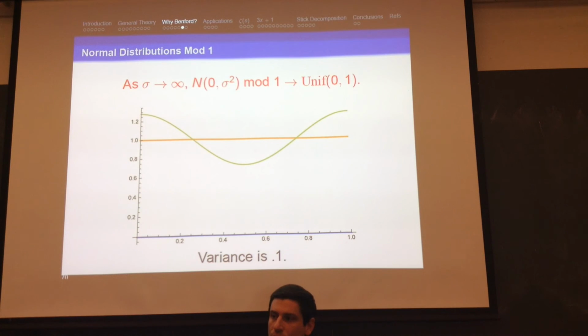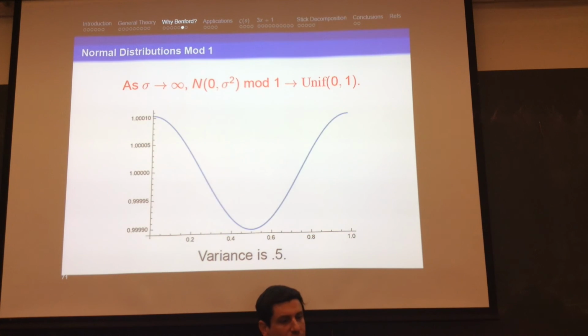Is the log of the normal mod 1 uniform? No, but it's a lot closer. Let's look at the variance as 0.5. Is this close to uniform?